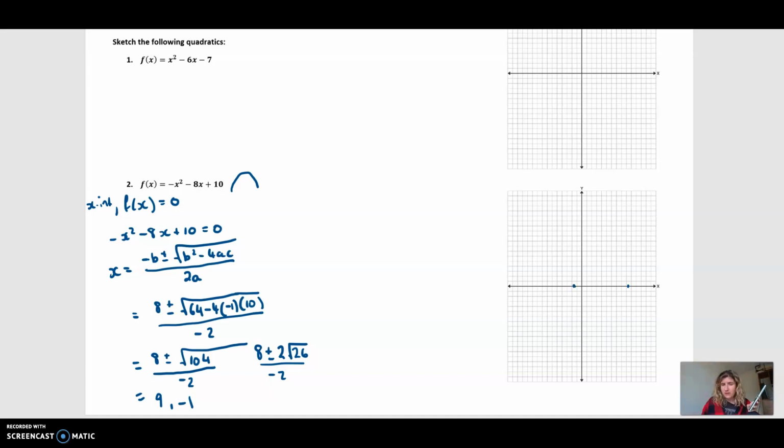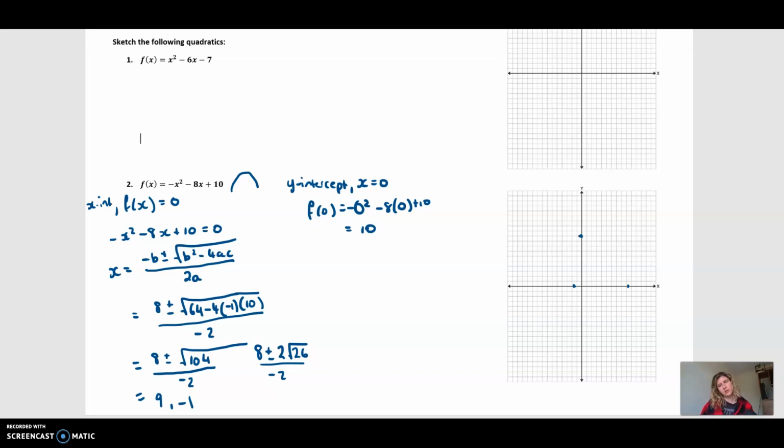All right. The next thing we're going to do is find the y-intercept. So y-intercept, okay, x equals 0. So that means f of 0 is equal to -0 squared minus 8 times 0 plus 10. Okay, and that's positive 10. So we've got a y-intercept at 1, 2, 3, 4, 5, 6, 7, 8, 9, 10 there.